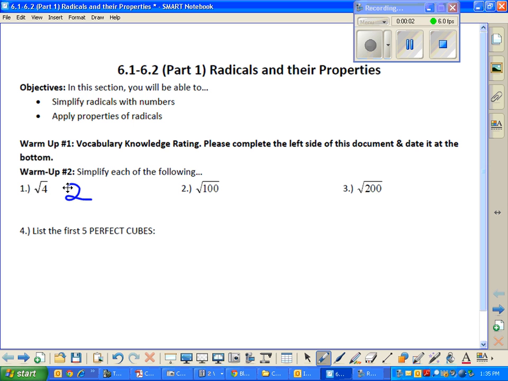2 is the answer to that. Thank you, Emily. Adam Tashner, number 2 is. All right, last one goes to Noah. So close.